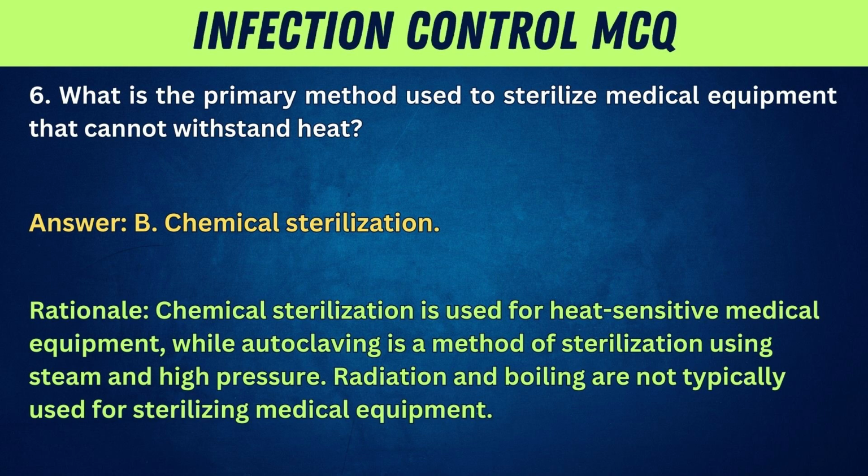Chemical sterilization. Rationale: chemical sterilization is used for heat-sensitive medical equipment, while autoclaving is a method of sterilization using steam and high pressure. Radiation and boiling are not typically used for sterilizing medical equipment.